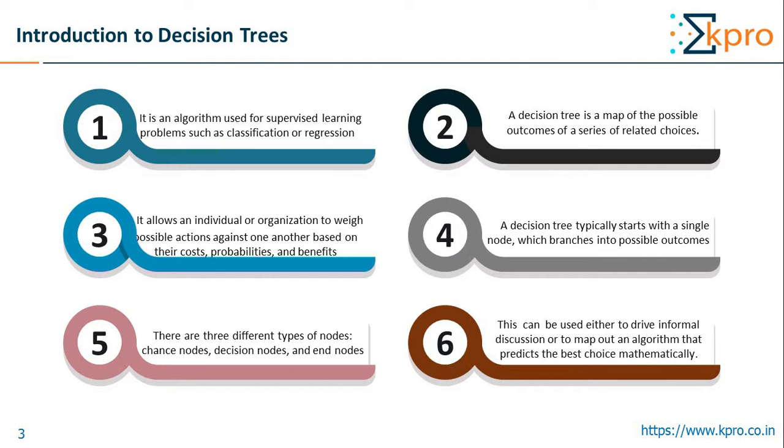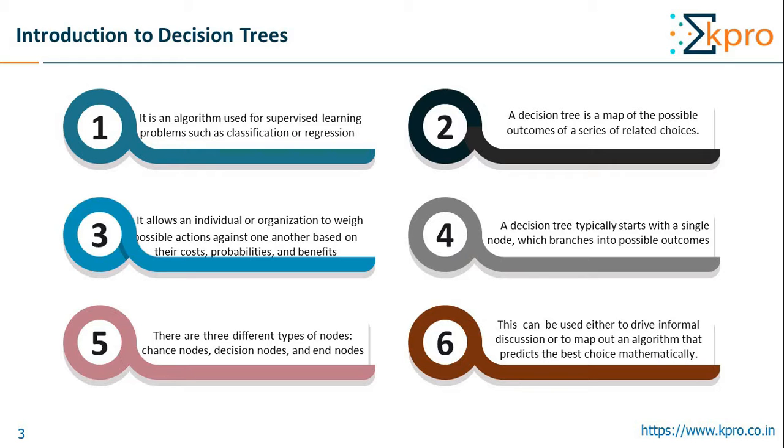So decision tree is an algorithm used for supervised learning problems of classification and regression type. Decision tree maps possible outcomes from a series of related choices. It helps an organization to select one among various alternatives by comparing them on the basis of cost, probabilities, and benefits. It typically starts with a single node which branches with the possible outcomes.